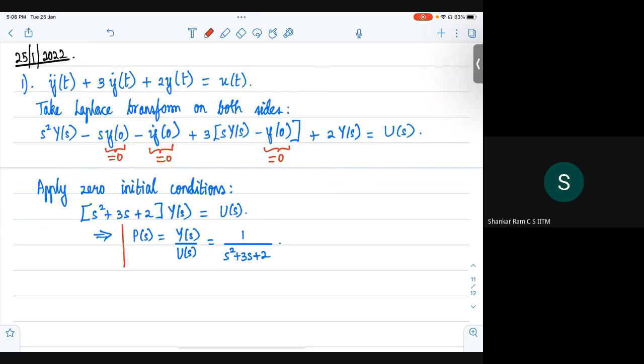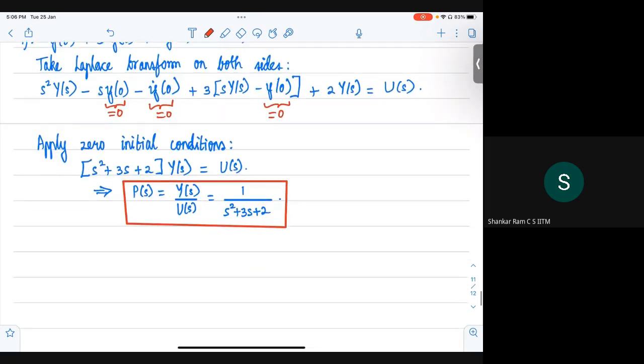So I hope this is clear to everyone, right? This is quite straightforward, and this essentially shows us the process of obtaining the system transfer function. Okay, so that's what we have.